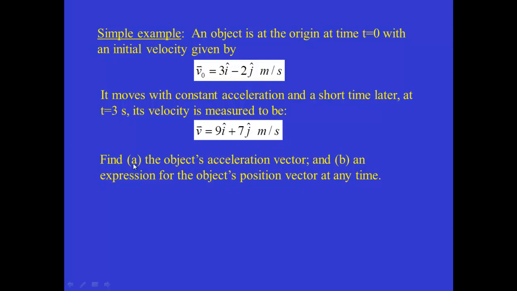So we want to find 2 things: the object's acceleration vector and an expression for the object's position vector at any time, which seems like it might be a lot of work, but it's actually not too bad. The way that we can tell the object is accelerating, of course, is its velocity vector is changing. The components for i and j are different after 3 seconds than they were initially. So let's use our knowledge of vector addition and our simple knowledge of kinematic equations to solve this problem.